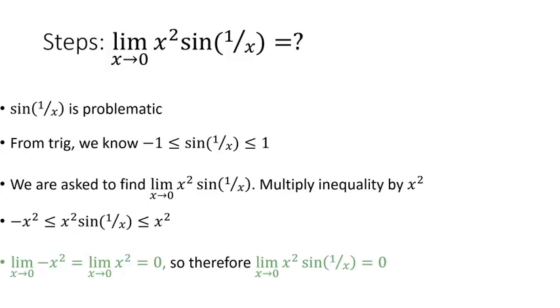As x approaches 0, the left part of our inequality has a limit of 0, and the right part of our inequality has a limit of 0. Therefore, the middle part of our inequality, which is the function we were tasked to find the limit for, also approaches 0. And that's the squeeze theorem.